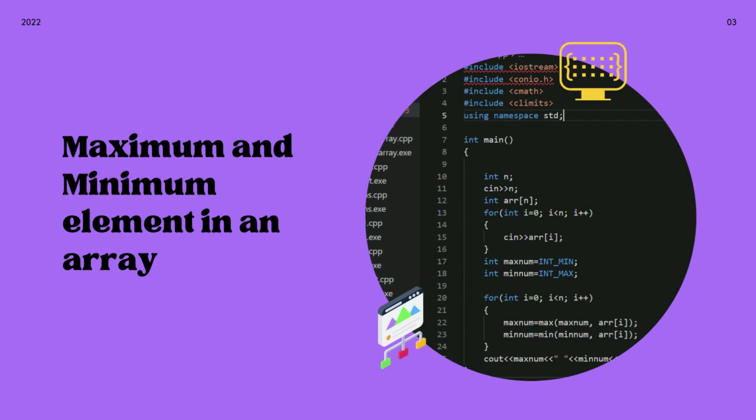Now we come to the first problem of array, finding the maximum and the minimum element in an array. So through these problems itself, we will learn the coding in C++ language, and also we will see how we take an input from the user, build an array, and also we'll see the problems. So I can go to the VS Code.